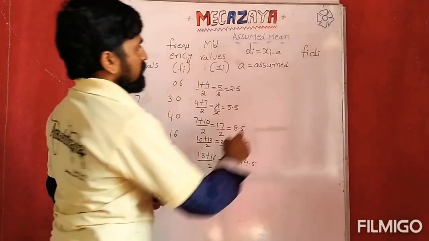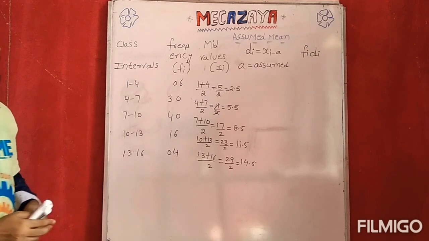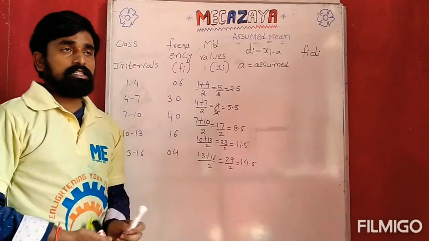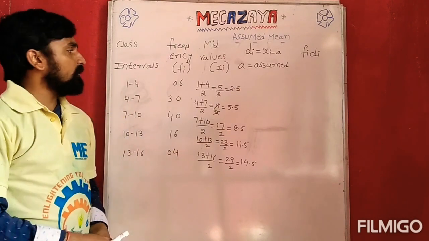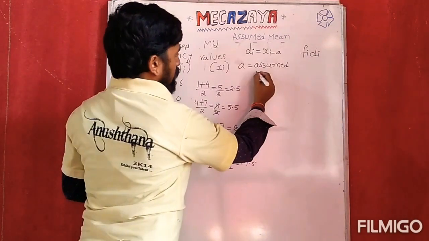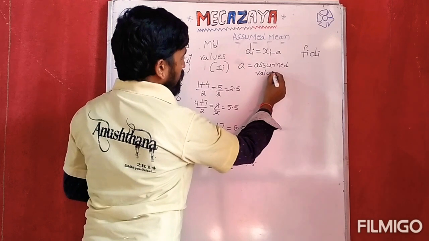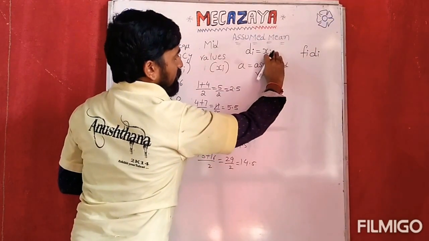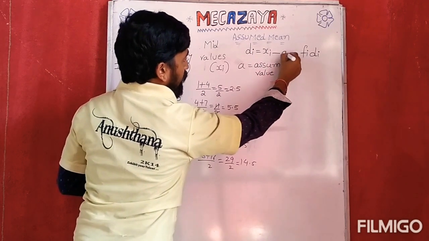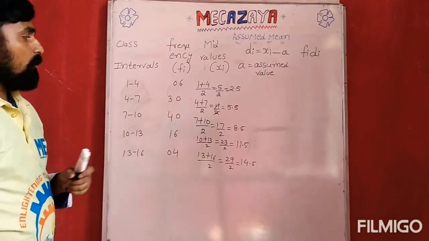Okay. Now coming to the deviation. How are you going to select a? That is the assumed value. In deviation, it will be minus a. Don't get confused. So how are you going to select the assumed value a?